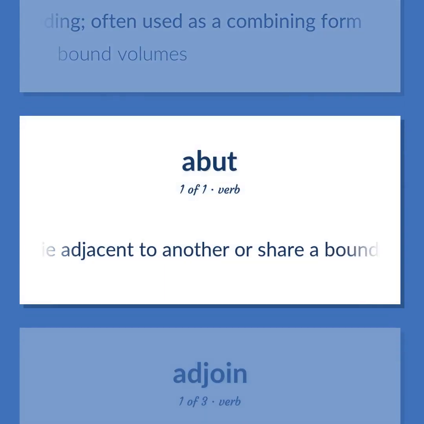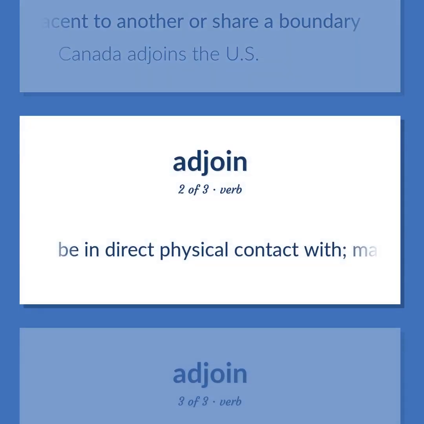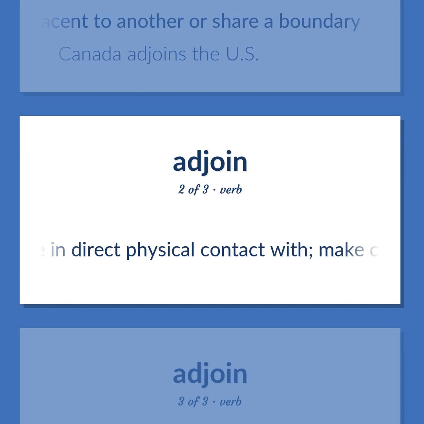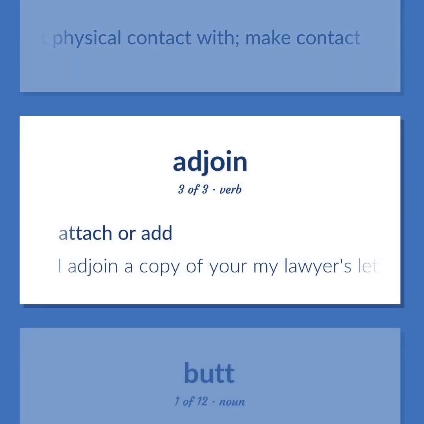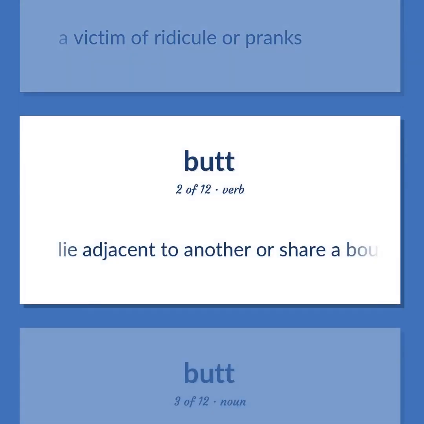Lie adjacent to another or share a boundary. Canada adjoins the U.S. Be in direct physical contact with, make contact. Attach or add. I adjoin a copy of my lawyer's letter. A victim of ridicule or pranks. Lie adjacent to another or share a boundary.